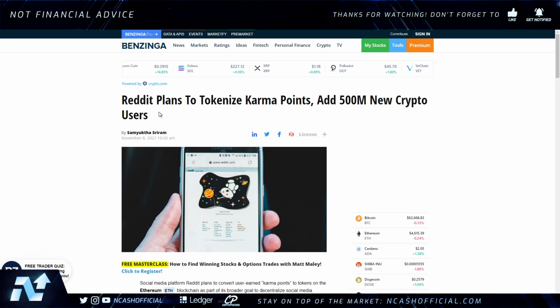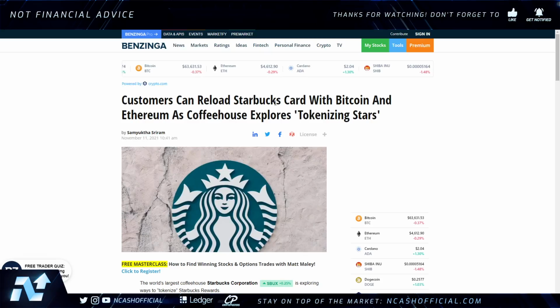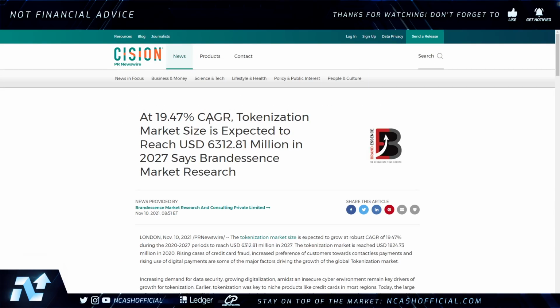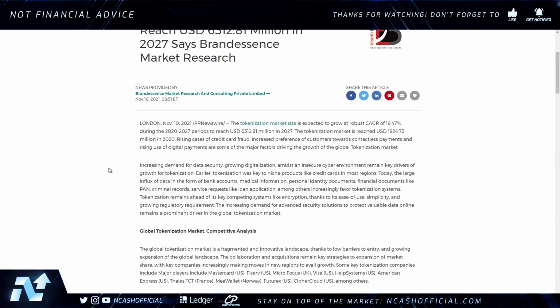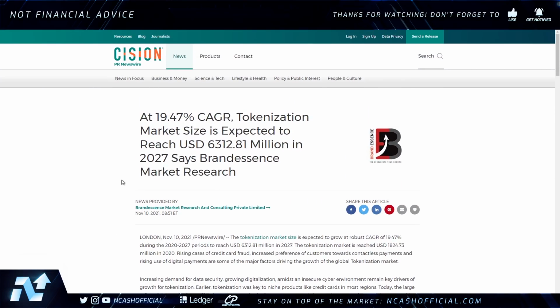Okay, and of course, we do see Reddit plans to tokenize Karma Points, adds 500 million new crypto users. We even see over here, right? Customers can reload Starbucks card with Bitcoin and Ethereum as the coffee house explores tokenizing stars. I've already talked to you guys about this. This is huge. Okay, and then we also see the growth of tokenization. At a 14.47% CAGR, the tokenization market size is expected to reach 6,312.81 million, which is not that big of a market just yet. But trust me, as we march forward in time, tokenization is going to take over at a rapid pace. It's going to flow through all of these massive markets, and it's going to be an astronomical market.